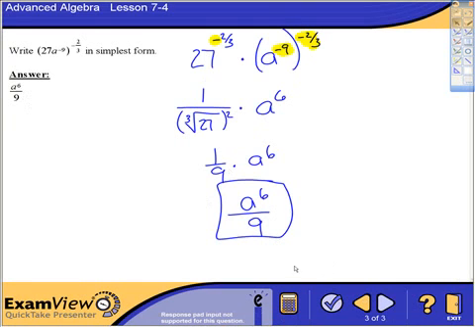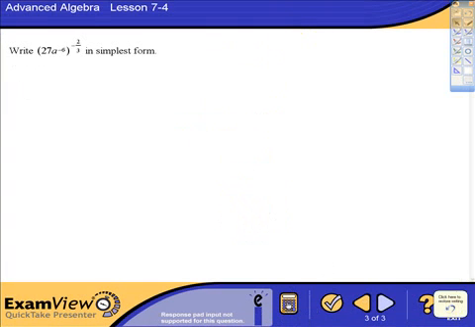Otherwise, I'm going to give you another one to try here. There we go. Give that one a try. Go ahead and press pause and give that one a try. All right, did you get it?